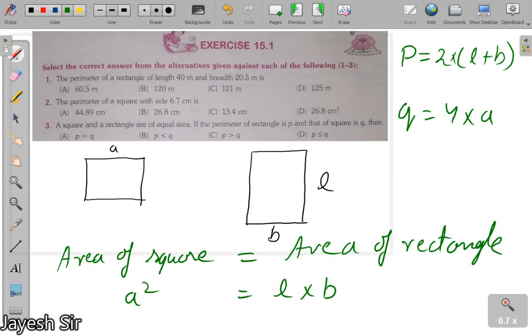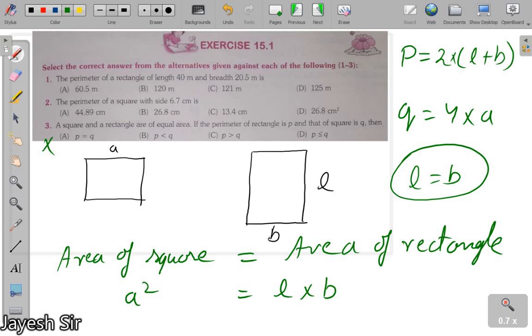So P and Q will not be equal. P and Q will be equal if and only if L is equal to B. When length and breadth of rectangle are equal to that of square, then only the value of P and Q will be equal. So first is not the correct option. Now, P is less than Q.